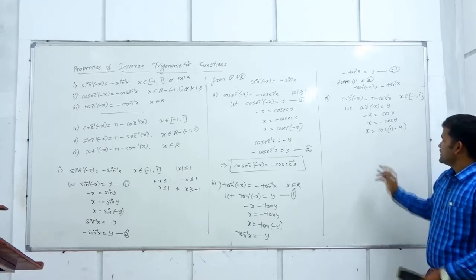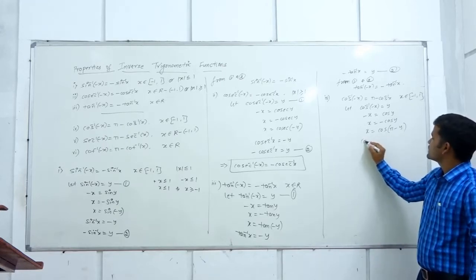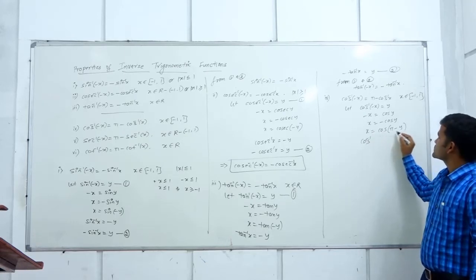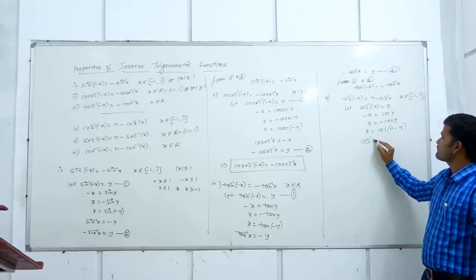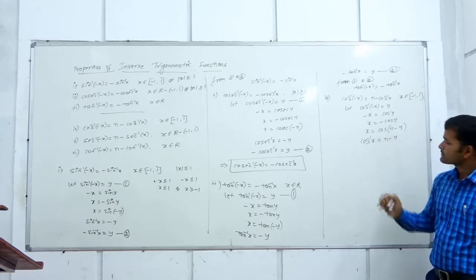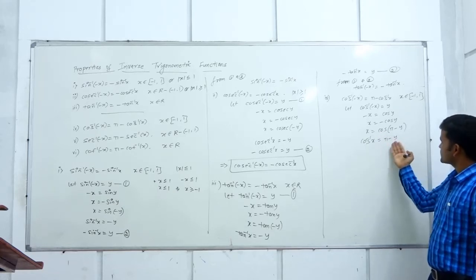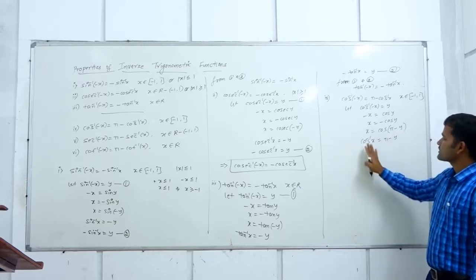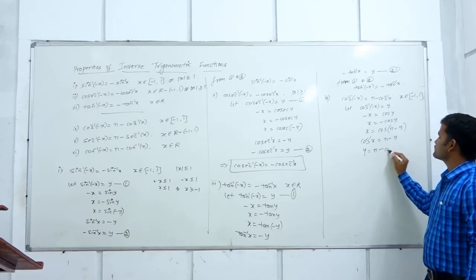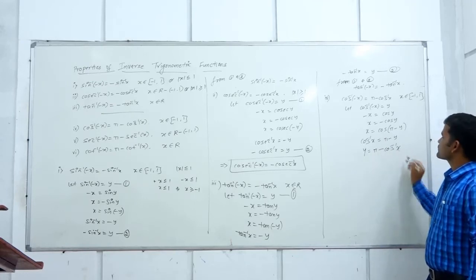Here, after this, by the definition of inverse trigonometric functions, x is equal to cos of pi minus y becomes cos inverse of x is equal to pi minus y. We have to separate for y. What do you do? You interchange. Take this minus y to the left hand side, cos inverse of x to the right hand side. This becomes y is equal to pi minus cos inverse of x.